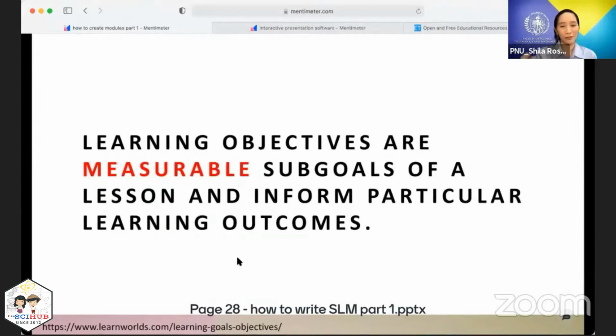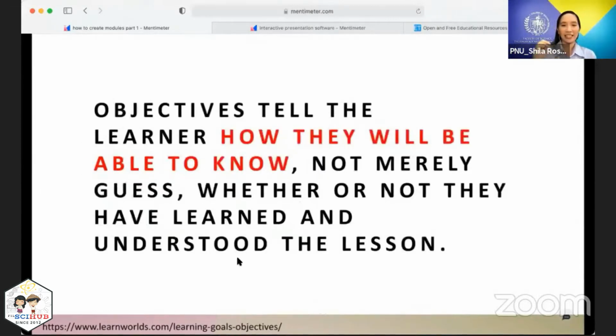Paano masabi na measurable siya? Okay? So, objectives have to be able to tell the learner how they will be able to know, not merely guess, whether or not they have learned or understood the lesson. So, kailangan, the objective itself, pag binasa ni learner, alam niya kung anong gagawin niya. Hindi yung question mark, paano ko ba malalaman na nakuha ko nga itong objective na ito? Ganon. So, that's what measurable means: how they will be able to know that they understood the lesson.